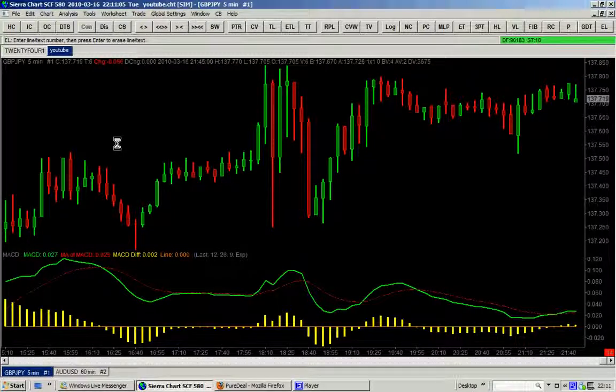I would like to talk about today how to filter out the false signal of MACD. I repeat, how to filter out the false signal of MACD.